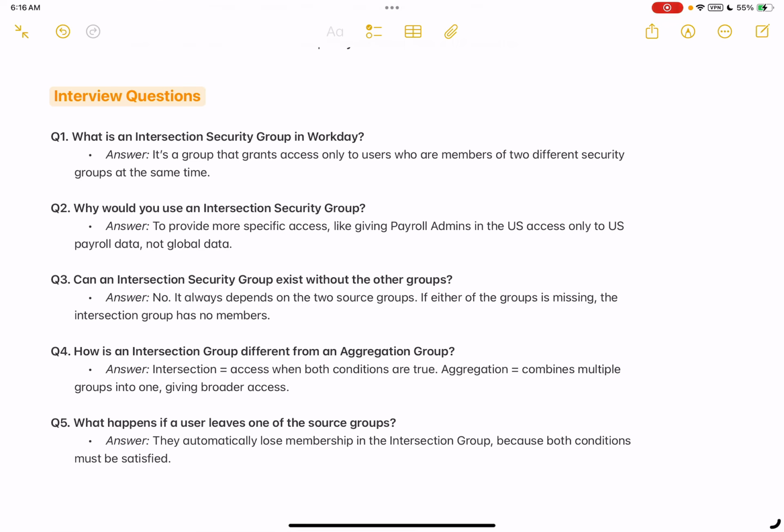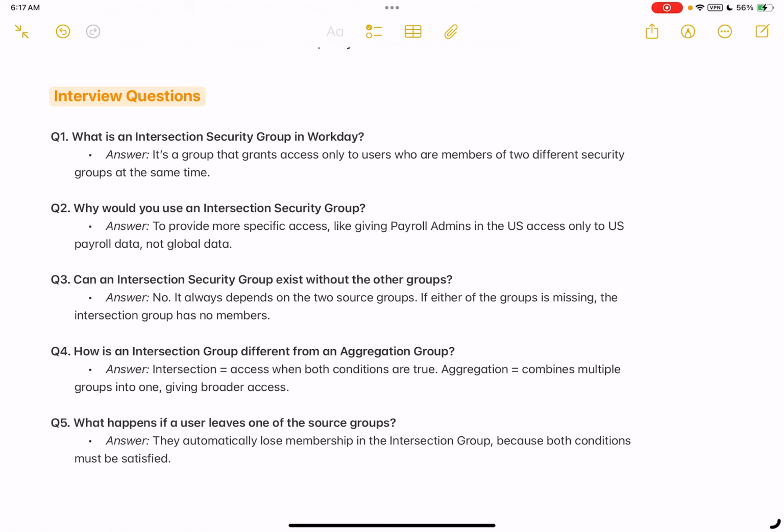How is an intersection group different from an aggregation group? Intersection gives access when both conditions are true. Aggregation combines multiple groups into one, giving broader access. What happens if a user leaves one of the source groups? They automatically lose membership in the intersection group because both conditions must be satisfied.